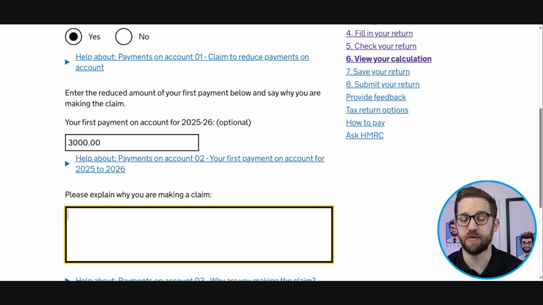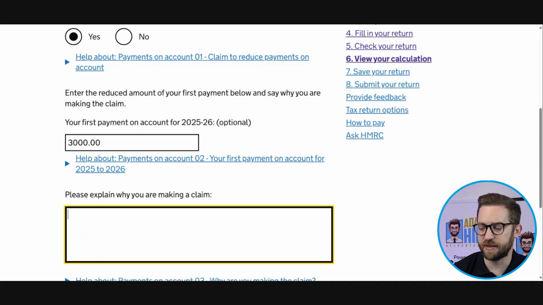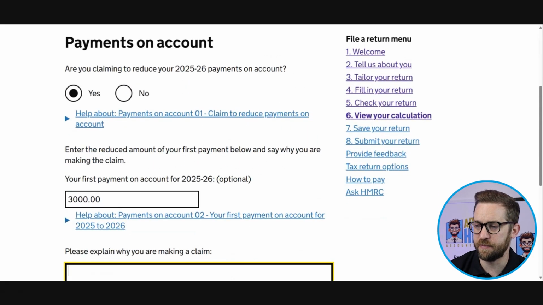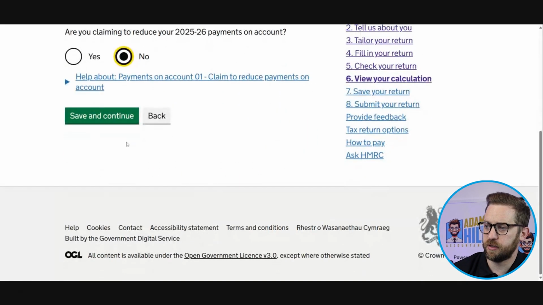Most of the time that would only be because your income is falling in the following tax year. So if you know that's going to be the case, I'm only going to make £25,000 of profit next year, and the tax liability is therefore going to be lower, then you can tell HMRC that here. But you can't just say because you don't have enough money to make the payments. If you reduce your payment on account and you end up underpaying the following year's liability as a result, then there's a potential for penalties, but certainly you'll be charged interest. I'm happy to leave my payments on account as they were, and I'll save and continue.